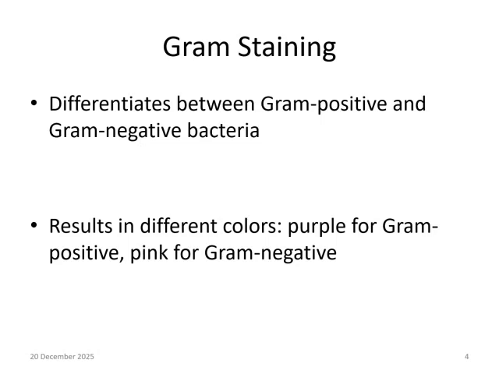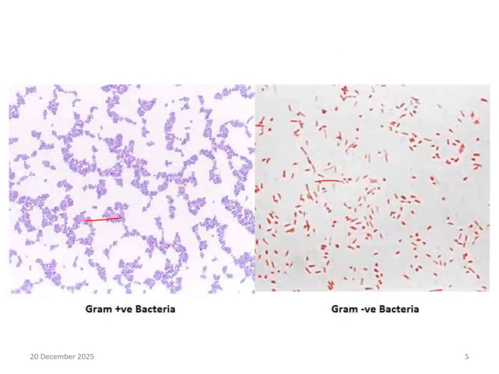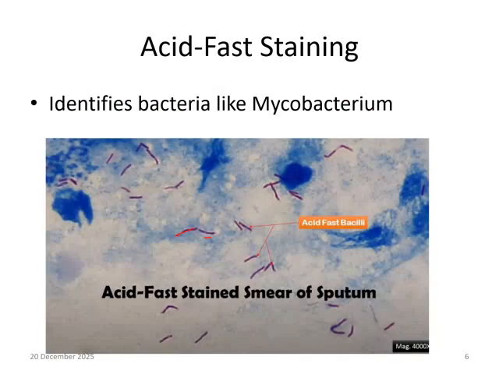Gram staining. Differentiate between gram-positive and gram-negative bacteria, results in different colors: purple for gram-positive, pink for gram-negative. You can see gram-positive gives purple color and gram-negative gives pink color. Acid-fast staining identifies bacteria like Mycobacterium.